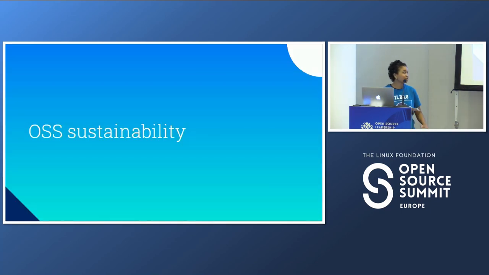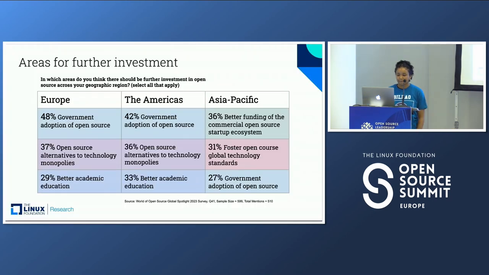All right, so we also asked about open source sustainability in general, not just in your organization, but in a wider sense, how could we improve sustainability? This question is about the areas of further investment. So in which areas do you think that there should be further investment in open source across our geographic region? And it's segmented by region. For Europe and the Americas, it's government adoption of open source. That's the first that came up top. So government has a special role.